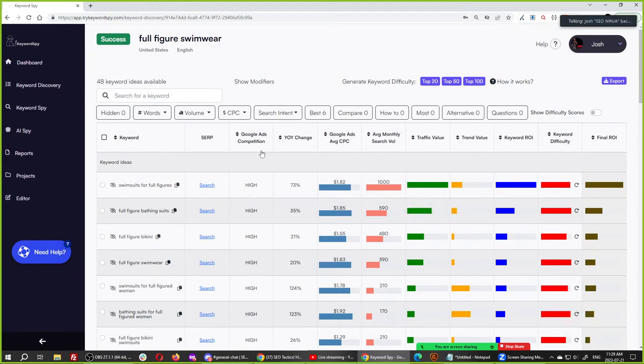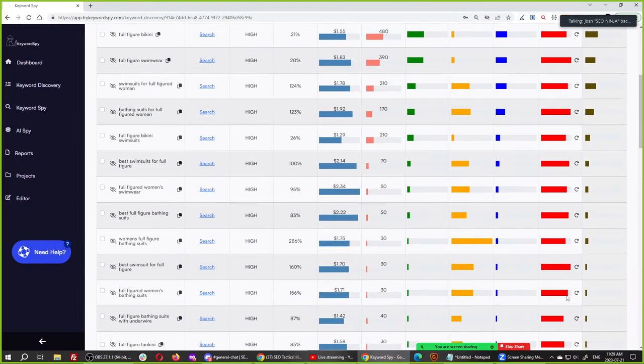So for full figure swimwear, now we've got the full gamut. We got 50 whole keywords based on one idea. One idea extended into 50 ideas. These could be your topical cluster for this idea. These could, theoretically, be other money pages included that go along with this idea. For one idea that was pretty specific, we ballooned it out to 48, and we found the easiest ones to rank for here at all possible.